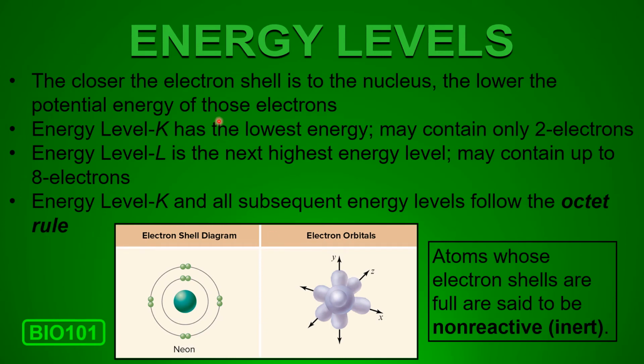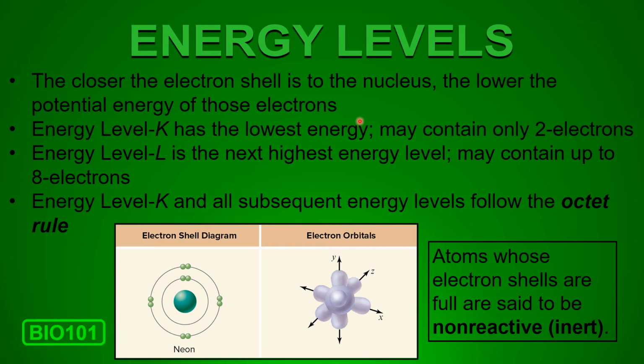So energy levels. The closer the electron shells are to the nucleus, the lower the potential energy of those electrons. You're familiar with the terms potential energy, kinetic energy, and I'll give you an illustration of that in a minute. But the closer the electron is to the nucleus, the less potential energy it has. Remember, I said that the valence electrons, the ones circling the nucleus far out, those are the ones that are reactive.